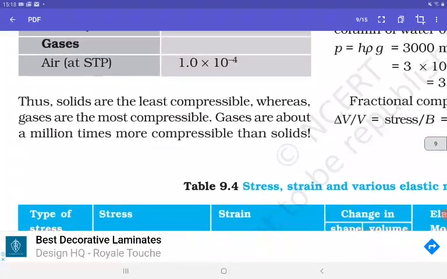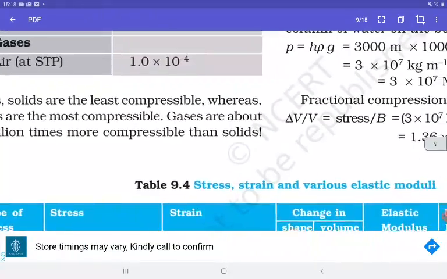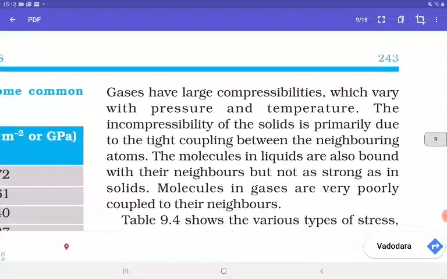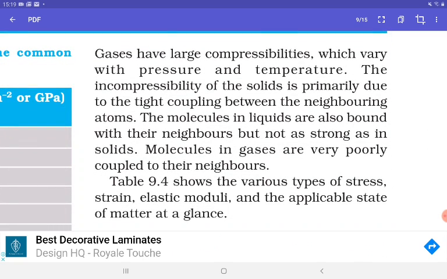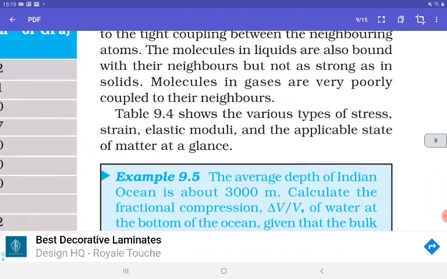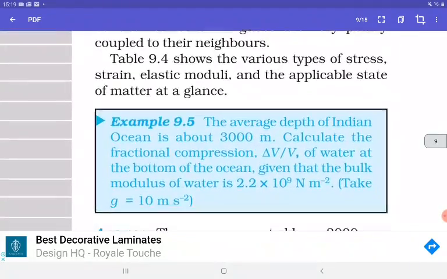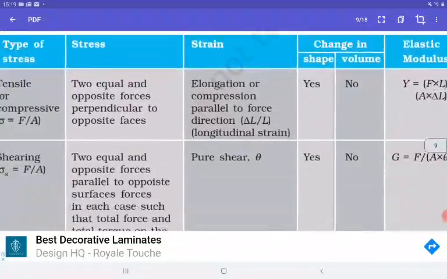Gases are about 1,000,000 times more compressible than solids. Gases have large compressibility which varies with pressure and temperature. The incompressibility of the solid is primarily due to the tight coupling between the neighboring atoms. The molecules in liquid are also bound with their neighbors but not as strongly as in solids. Molecules in gases are very poorly coupled to their neighbors. Table 9.4 shows the various types of stress, strain, elastic moduli and applicable state of matter at a glance.